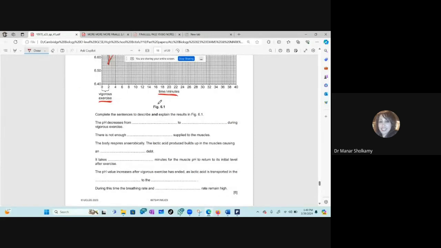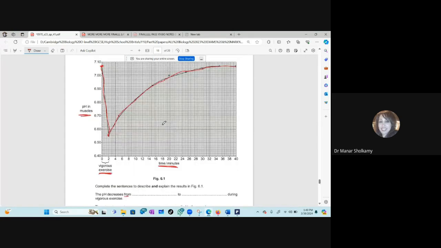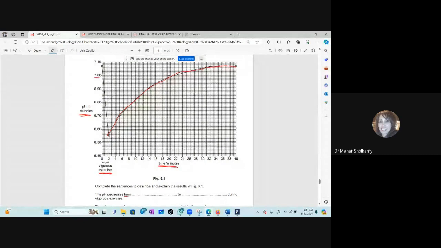Let's read together. The pH decreases from what to what during vigorous exercise? So I'll have to go to the graph. The pH will decrease from what to what? This is 7 and this is 7.10. And we have 10 boxes. So what's the value of every box? This is easy.